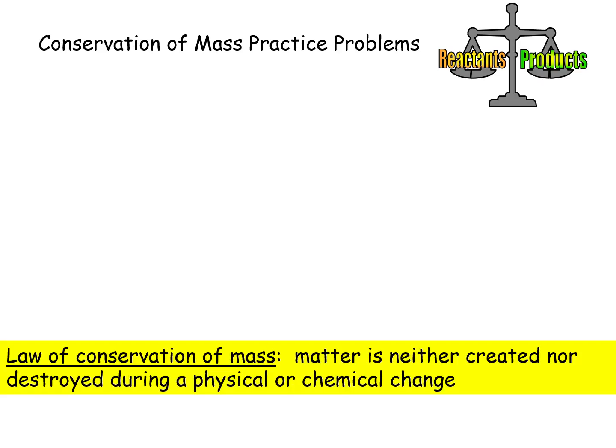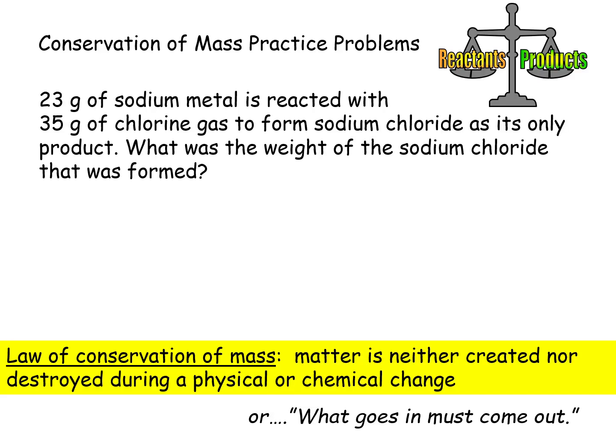Conservation of mass, may as well bring it up since we're talking about this sort of stuff with substances. The conservation of mass statement tells us that matter is neither created nor destroyed during a physical or chemical change. I like to summarize this by saying what goes in must come out. So we have an example here. 23 grams of sodium metal is reacted with 35 grams of chlorine gas to form sodium chloride as its only product. What was the weight of the sodium chloride that was formed?